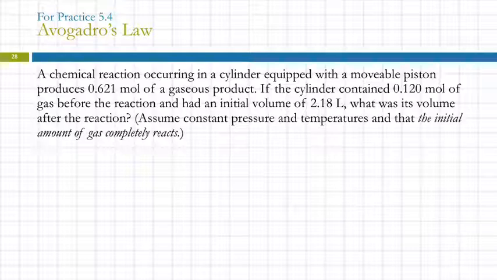Okay, lots of words in these problems. A chemical reaction occurring in a cylinder equipped with a movable piston, there's a lot of movable pistons in this chapter, produces 0.621 moles of a gaseous product. If the cylinder contained 0.120 moles of gas before the reaction and had an initial volume of 2.18 liters, what was its volume after the reaction? Assume constant pressure and temperature and that the initial amount of gas completely reacts.